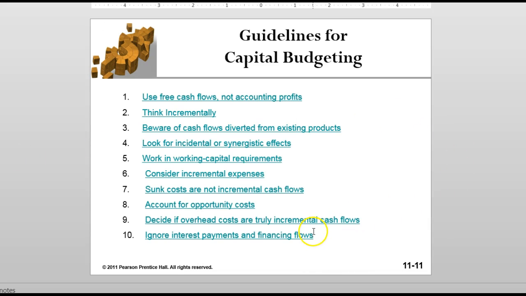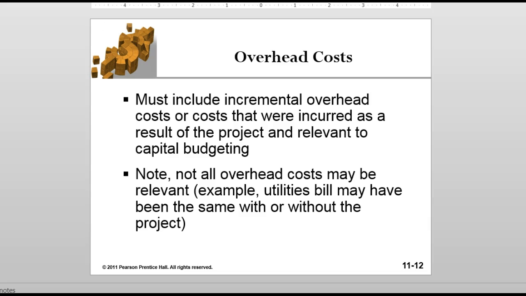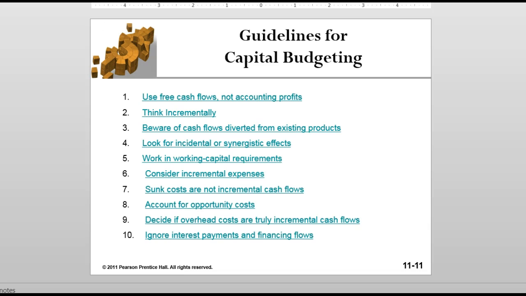You then have to decide if overhead costs are truly incremental cash flows. Not all overhead costs may be relevant. Utility bills may be the same with or without the project. So, again, you go back to that question. Would cash outflow happen with this project? Would cash outflow happen without this project? So if you answer yes, no, and it's an overhead cost, then that shouldn't be considered as a relevant cost or as a relevant cash flow.